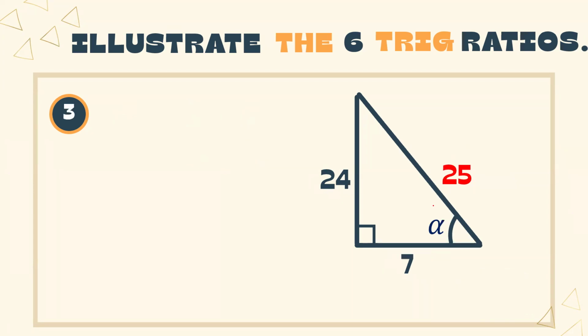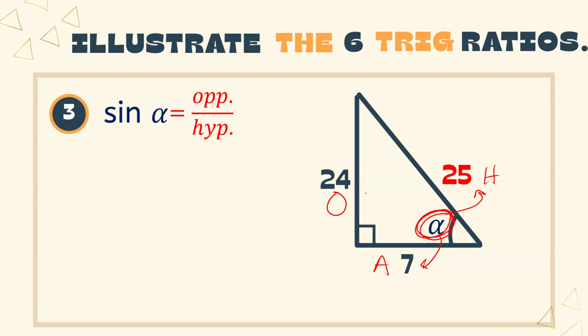Now that we have the length of the three sides of the triangle and we have angle alpha here, we will need to identify the corresponding sides with respect to angle alpha. So with respect to angle alpha, 25 is the hypotenuse, 7 is the adjacent side, and 24 is the, very good, opposite side. Okay? Now, getting sine alpha, sine is opposite over hypotenuse. That's 24 over 25. Can we simplify this further? No more, not anymore. So that would be the final answer.